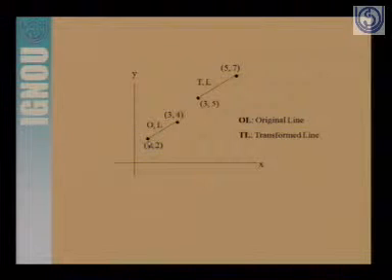So this was the original line AB, and the coordinate for point A is 1, 2, and the coordinate for point B is 3, 4, and OL is the original line. So this is the original line, and the transformed line TL is shown over here, and the new coordinates are also shown, which we have got with little knowledge of mathematics, that is 3, 5 for the point A dashed and 5, 7, that is point B dashed, for the new coordinate for the point B.